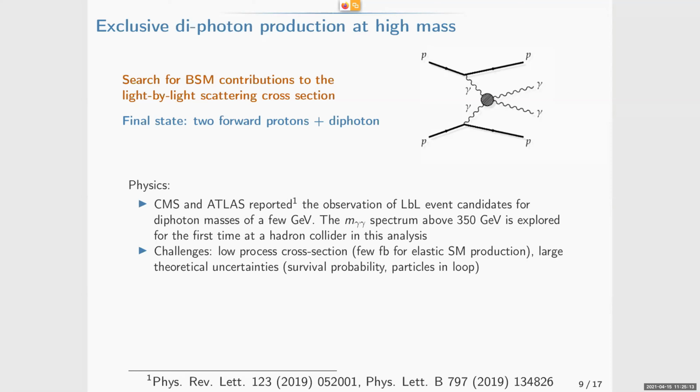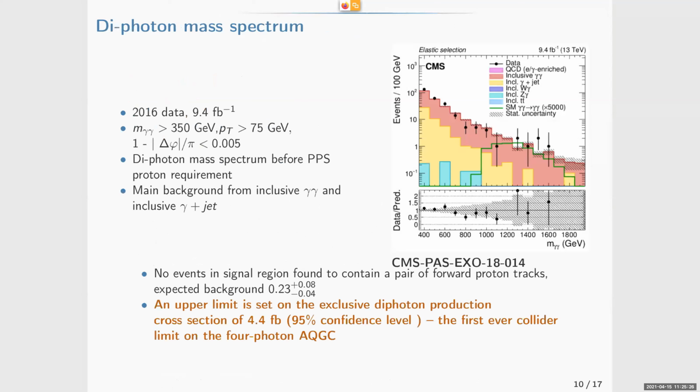We face a few challenges. First is the low process cross-section. It's just a few femtobarn for elastic standard model production. And also there are large theoretical uncertainties. Anyway, let's look at what we get. This is the diphoton mass spectrum. This is 2016 data, 9.4 inverse femtobarn.